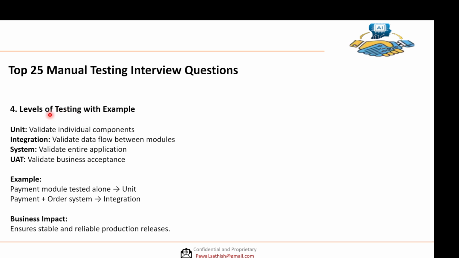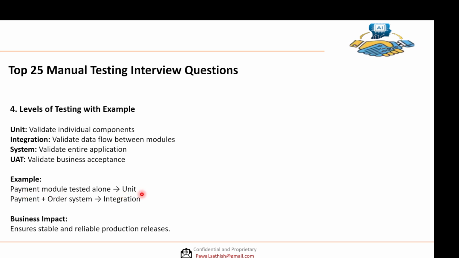Next, levels of testing with examples. First is the unit level of testing, then integration, system, and UAT. Unit testing is validating the individual components, integration testing is validating data flow between two different modules, system testing is validating the entire application, and UAT is validating business acceptance, that is, user acceptance testing.